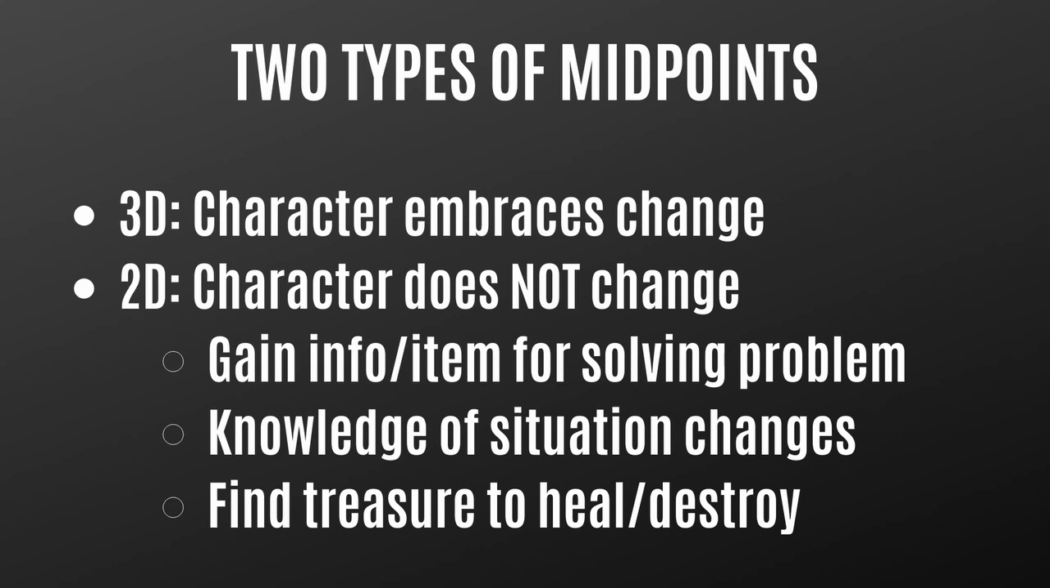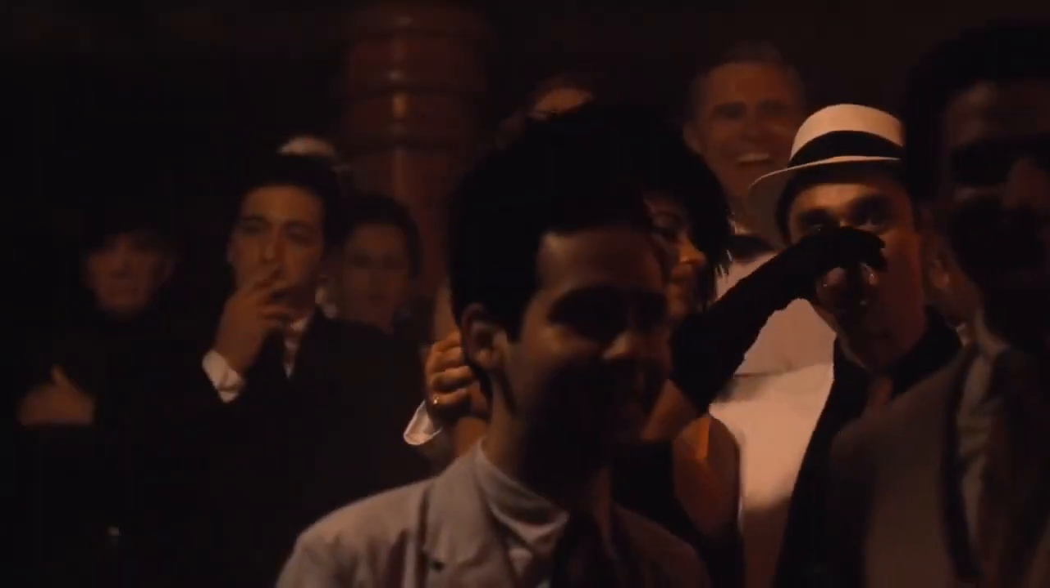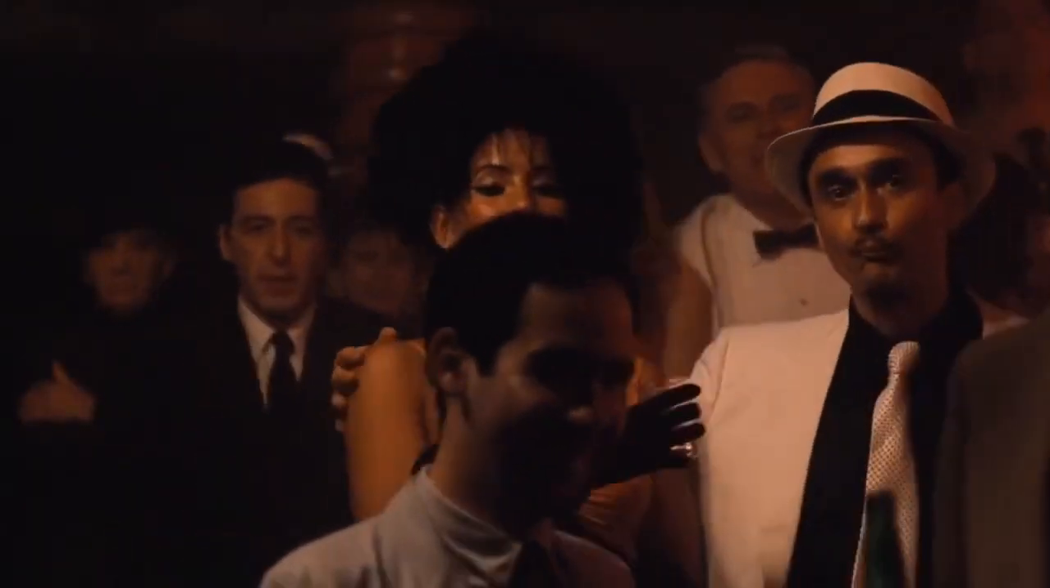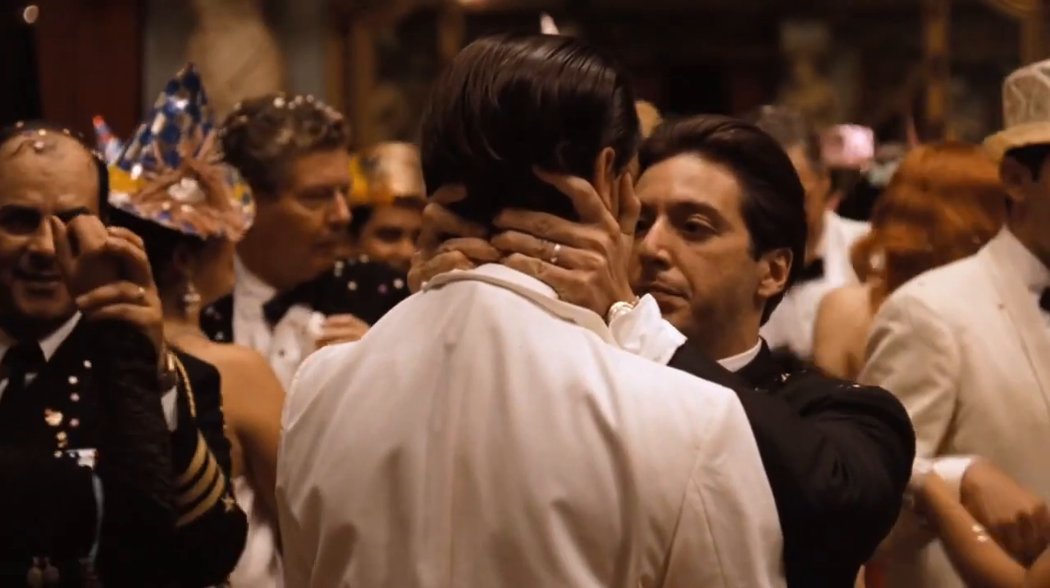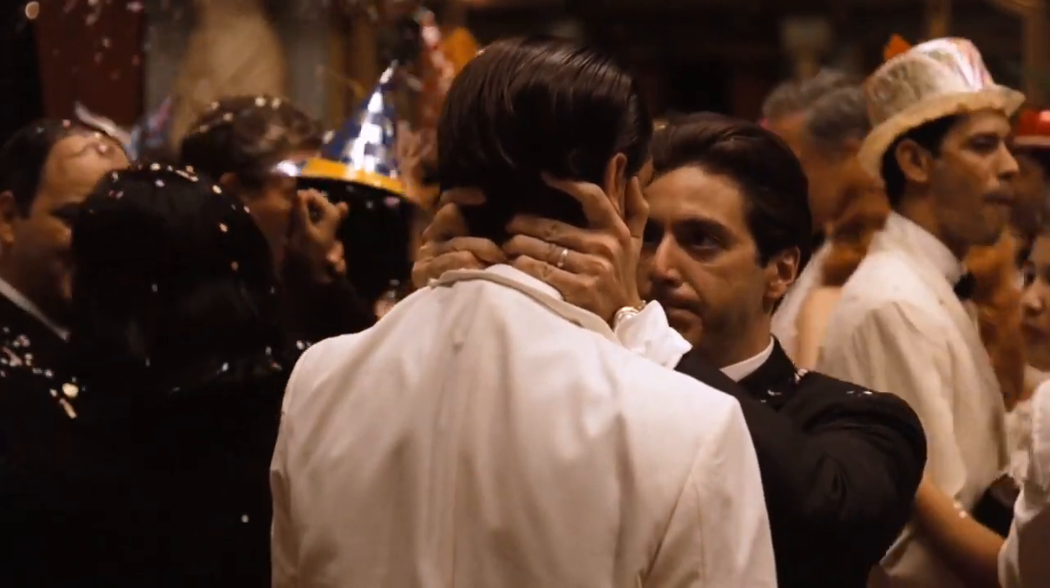One final thing I want to point out in regards to midpoint dimensions is that you can have a situation here where the character both embraces change and finds a key item or a key piece of information or whatever it may be to solve a problem. And Godfather 2 is a great example of this. Right here at the midpoint in Godfather 2, Michael Corleone realizes that his brother Fredo has betrayed him. And this is also a moment where Michael embraces the idea of killing his brother as punishment for that betrayal.